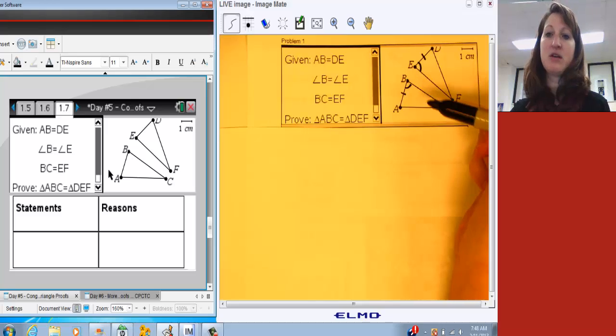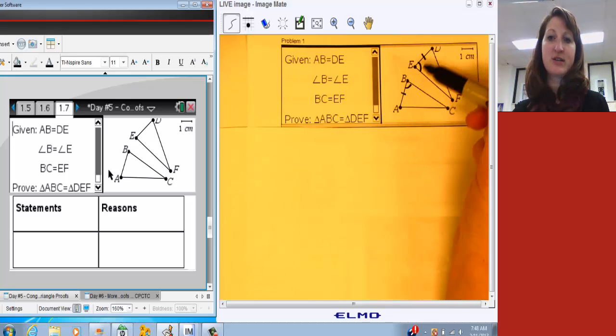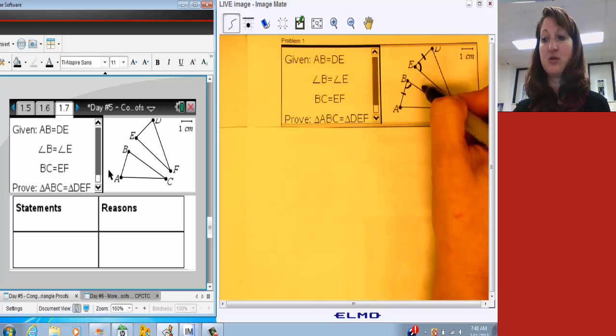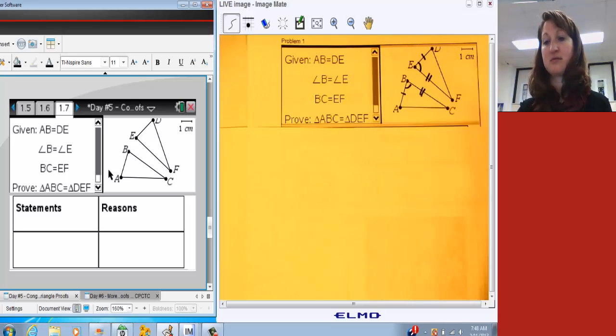Now, one thing I just want to mention, notice that I use this 1 dash mark to match up the first pair of sides. Well, I now have a second pair of sides, BC and EF, and I want to mark those congruent, so I'm going to use 2 dash marks. If I had a second pair of angles, I would use 2 of those arcs, and then I would know which sides and which angles match up. Okay, so those are all of our givens.